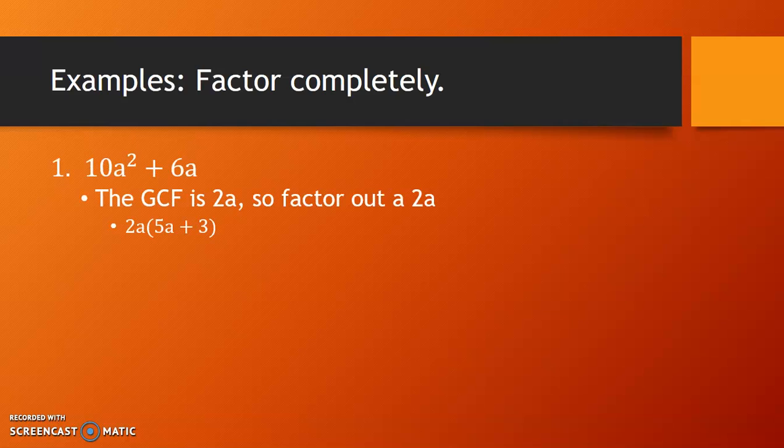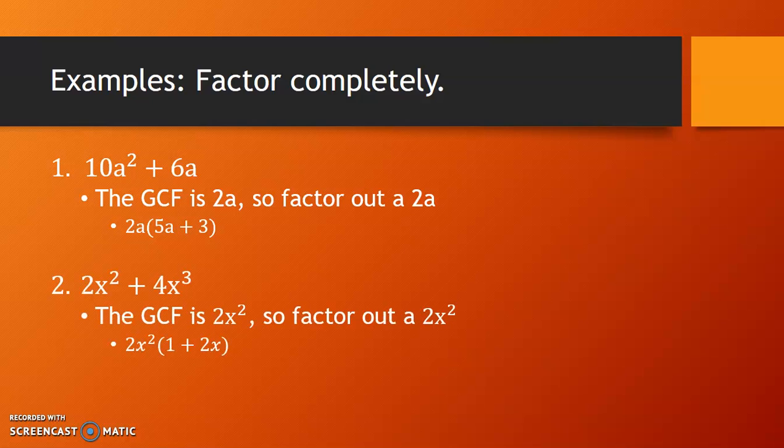Getting into these next ones, now we can start taking out numbers and letters. This first one I have 10a squared plus 6a. So the GCF is 2a because 2 is the biggest number I could take out, and they do each have at least one a that I could pull out. After I've pulled out 2a, I'm left with 5a plus 3. For the second one, 2x squared plus 4x to the third power, my GCF is going to be 2x squared. If I factor out a 2x squared, I'm left with 1 plus 2x.